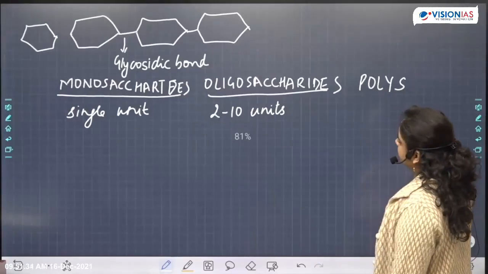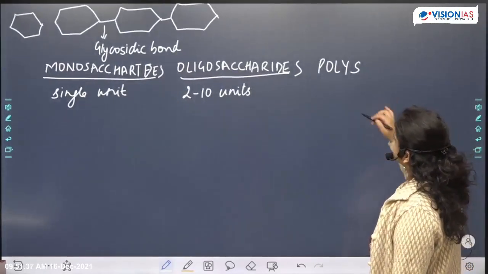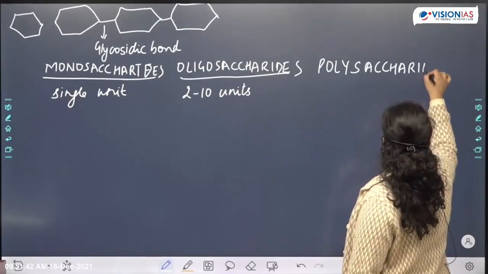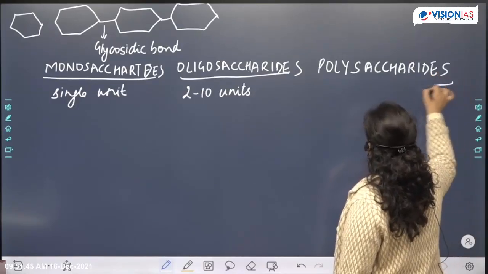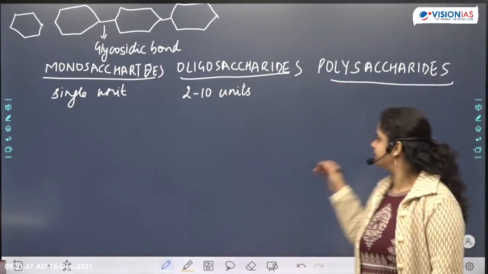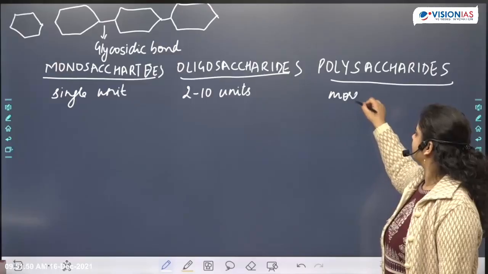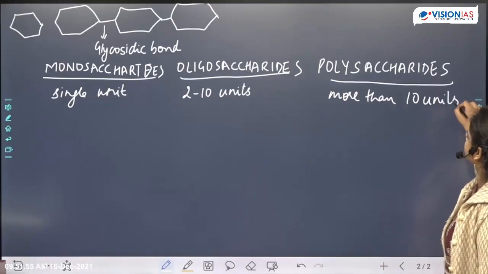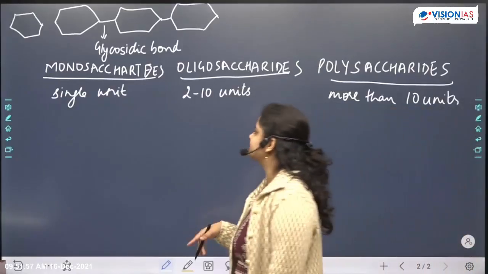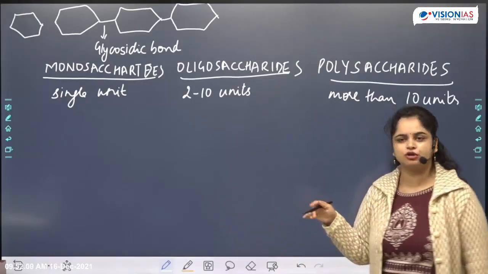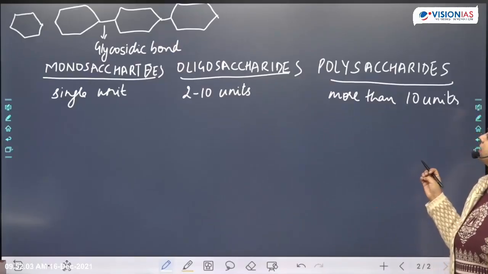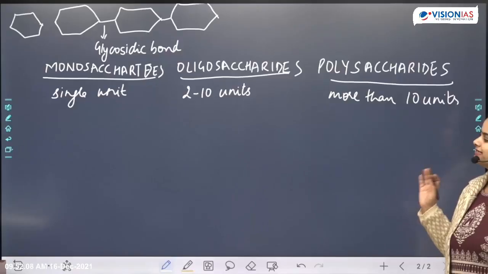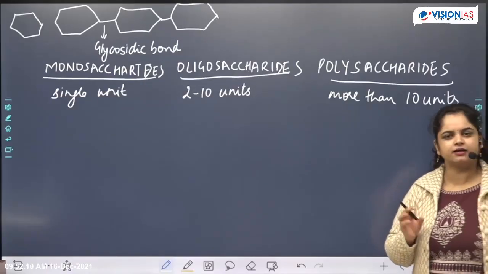Next one is called the polysaccharide. You can understand from this correlation that this would be more than 10 units. So a single unit is a monosaccharide, 2 to 10 units we say is oligosaccharide, and more than 10 units is a polysaccharide. Okay. The examples in each of these cases are important.